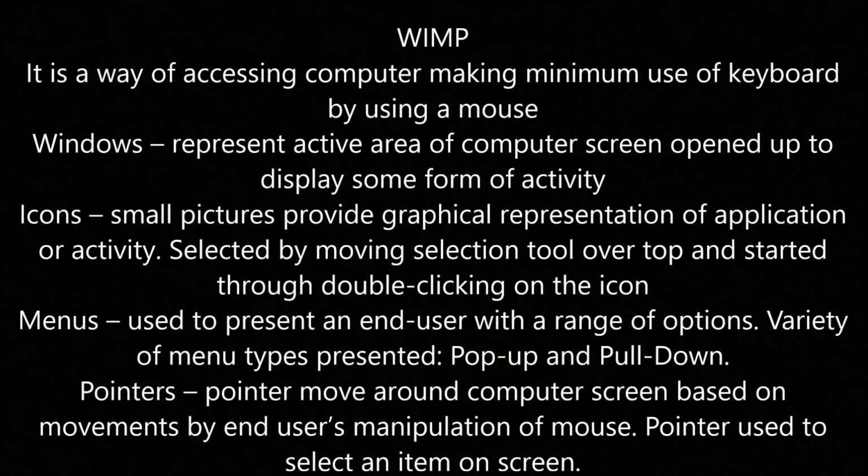WIMP, or Windows, icons, menus, and pointers, is a way of accessing the computer and making minimum use of a keyboard by using a mouse. Windows represent an active area of a computer screen opened up to display some form of activity. Icons are small pictures providing a graphical representation of an application or activity, and are selected by moving a selection tool over the top and starting it through double clicking on the icon.